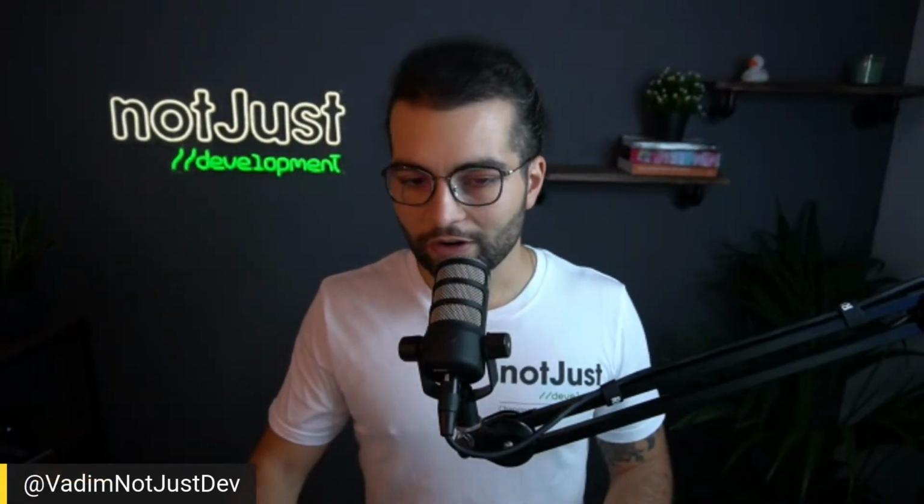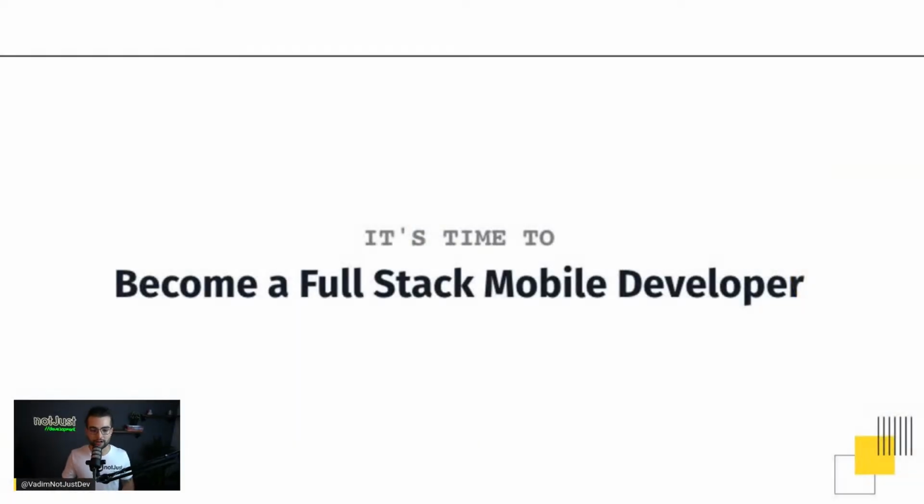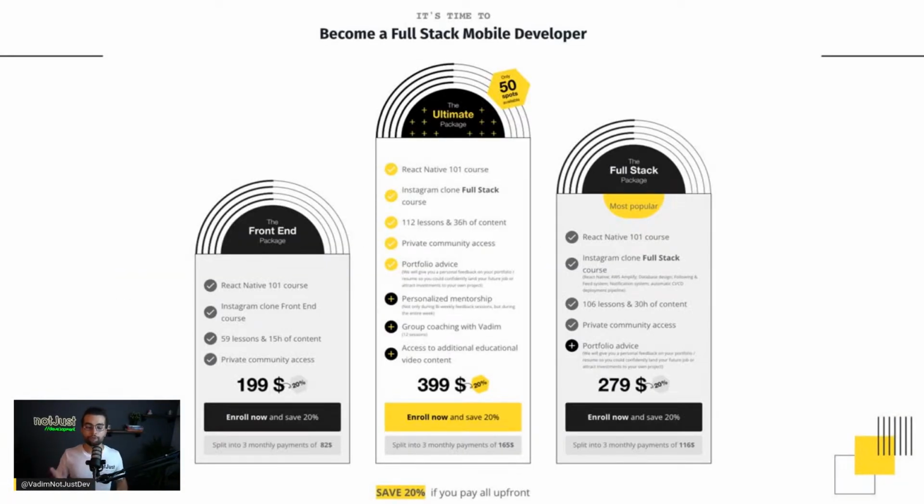So when it comes to the price of the course, we created three separate packages for you. There is the front-end package for $199. We have a full stack package for $279, and also we have an ultimate package that includes a lot of stuff that I'm going to tell you about in a moment, for $399. Also, you have the opportunity to pay in installments over 3 months, and I hope this will make it easier for more people to be able to get this opportunity.